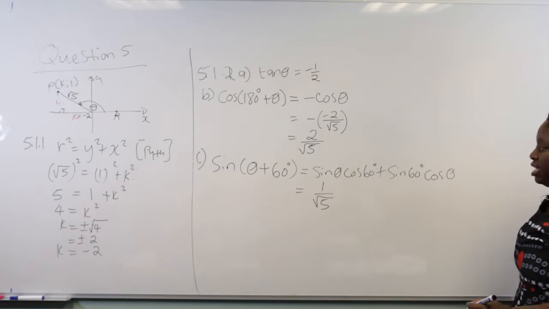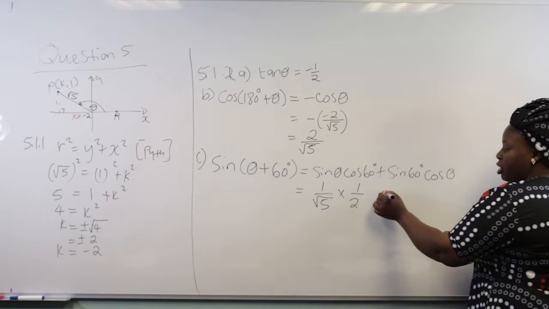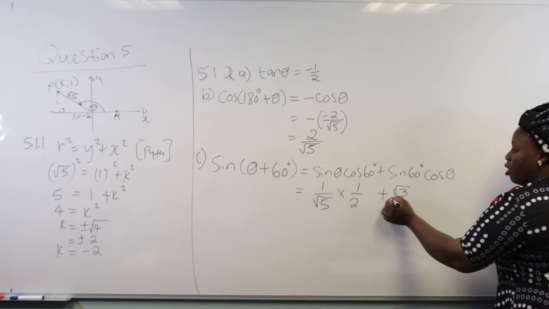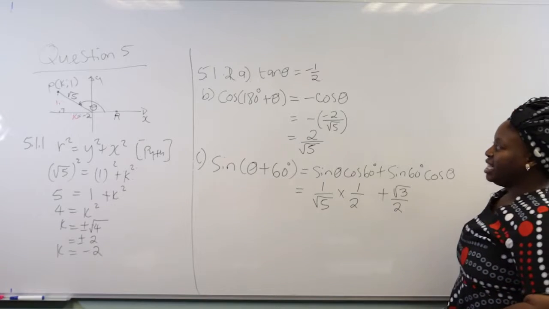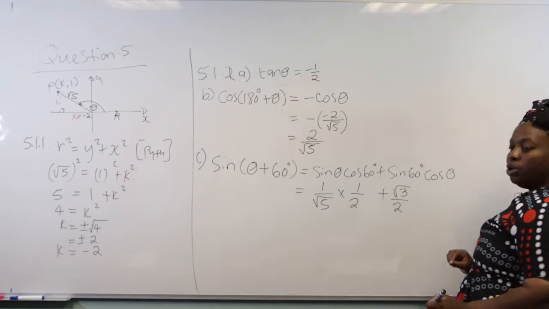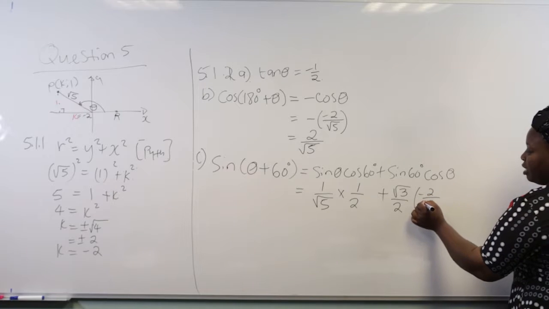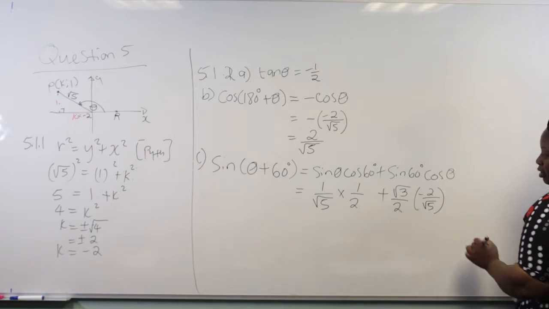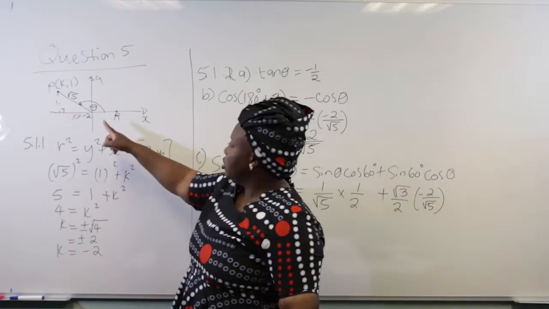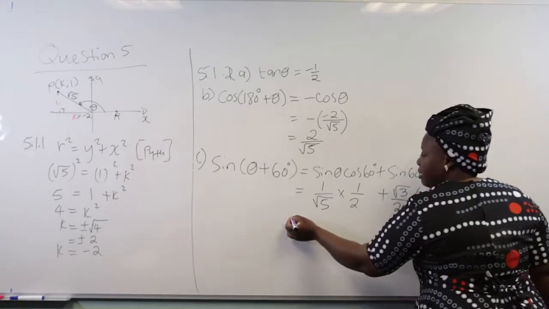What is cos 60? Cos 60 from the special angles is 1 divided by 2. And sine 60 from the special angles is root 3 over 2. While cos theta, we know that it is going to be negative 2 over root 5. So this is what we are having at this moment, because cos theta, we just found it, cos theta is adjacent over hypotenuse.